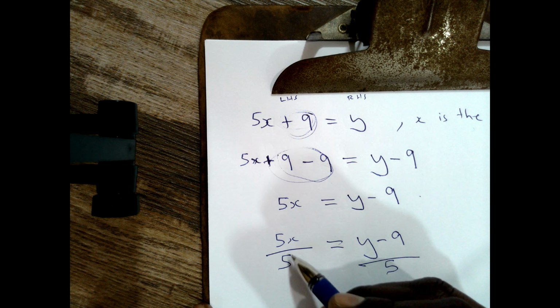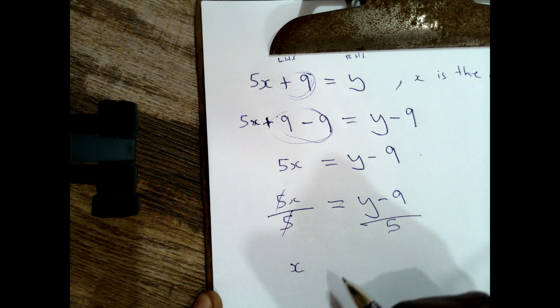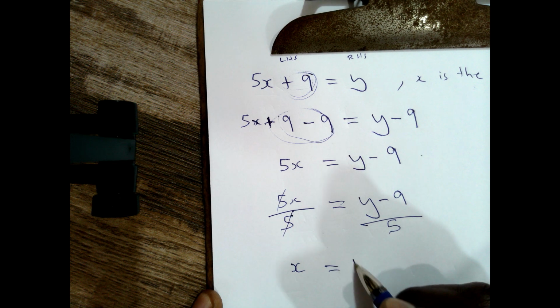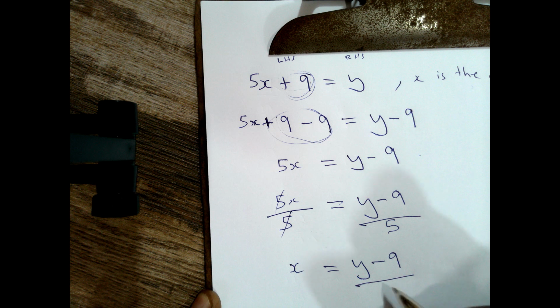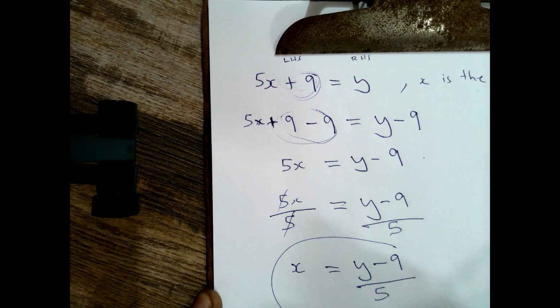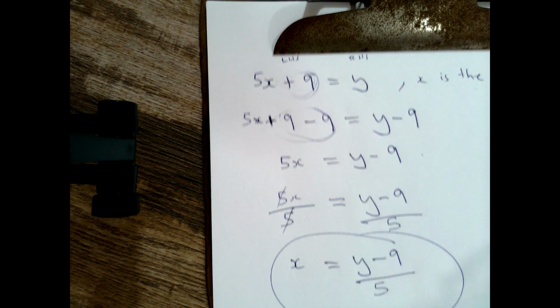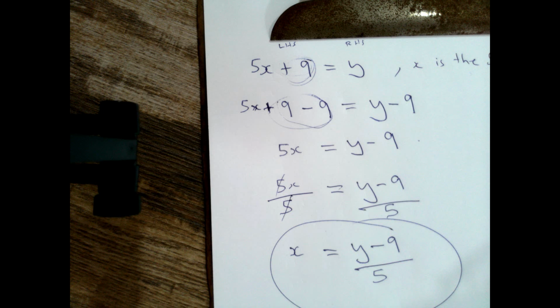And therefore, the 5 is going to cancel out, and we will end up with x equal y minus 9 over 5. And that's the answer. X is equal to y minus 9 over 5.